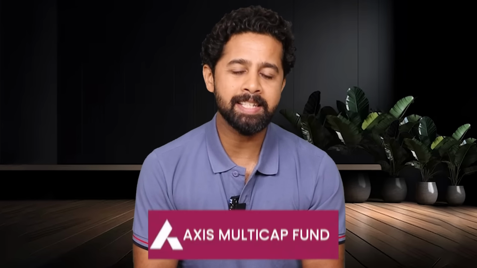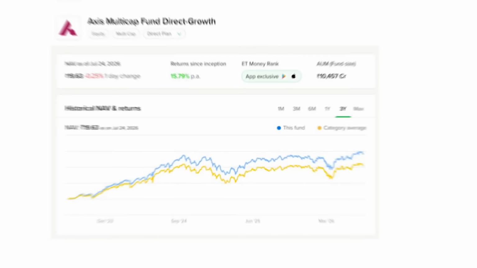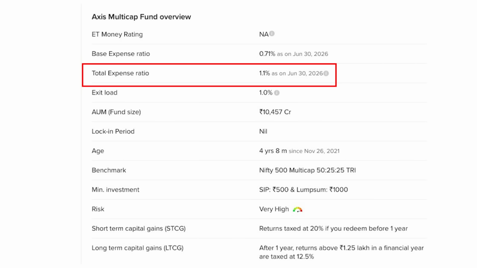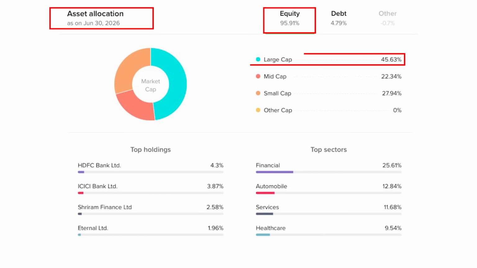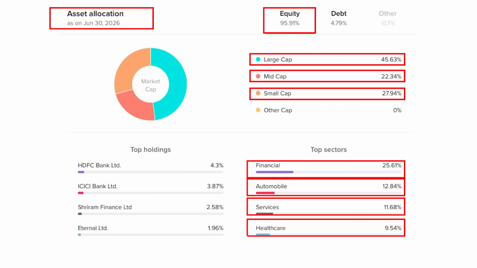Okay, let's look at Axis Multicap Fund as an example, as it has delivered strong returns in the last 3 years. So currently this fund has an NAV of around 1920 and has generated around 15.8% annualized return since inception. AUM is around 10,500 crore and expense ratio is 1.1%. Now here is the asset allocation. Almost entirely invested in equity, and within that around 45% is in large cap, 22% in mid and 28% in small cap. Sector-wise, financials hold the highest allocation, followed by auto, services and then healthcare.